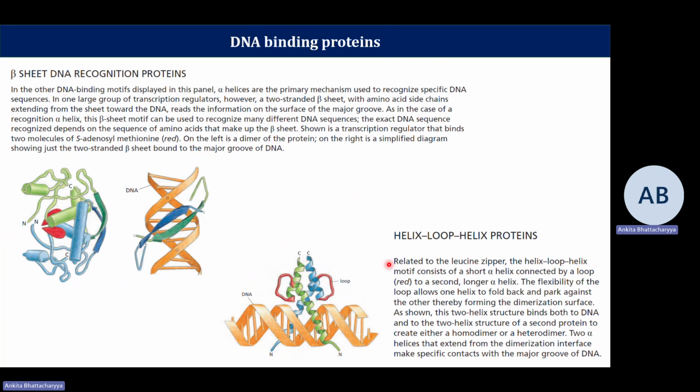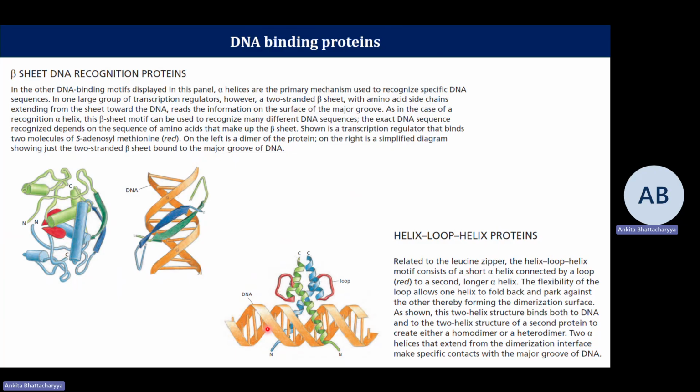And as shown, this two helix structure binds both to the DNA and to the two helix structure of a second protein. So you have two independent chains, or two independent proteins, which can together form this dynamic interaction, and it can either be a homodimer or a heterodimer depending upon what sort of protein it is.